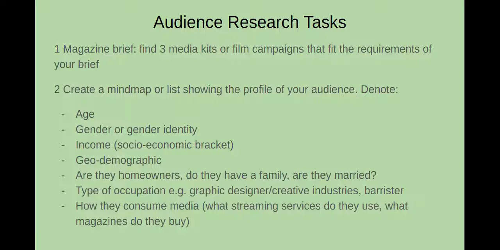You also need to demonstrate the income or the socioeconomic bracket of your audience. So if they're full-time students, they'll be in that D and E bracket. Tell me where in the country they live, so that's geodemographic. If they're slightly older, are they homeowners? Are they married? Do they have a family? Again, if they're over that 25-year-old age bracket, what kind of occupation do they have? If they're ABC1, they're going to be things like graphic designers, barristers.